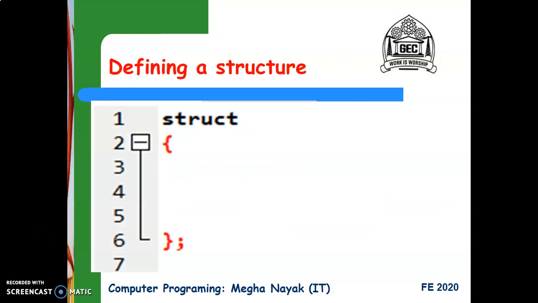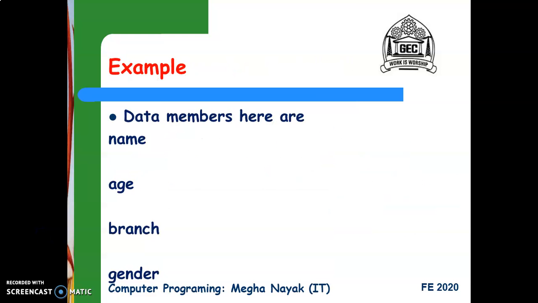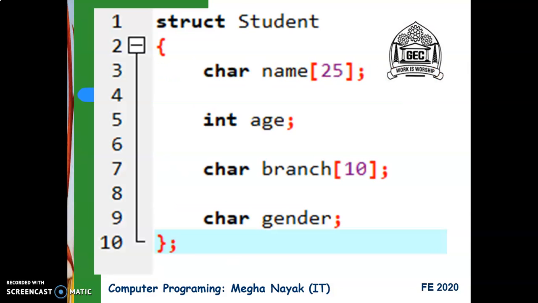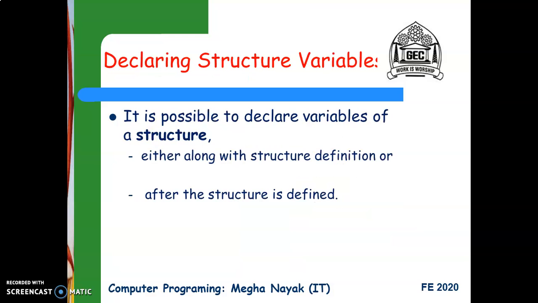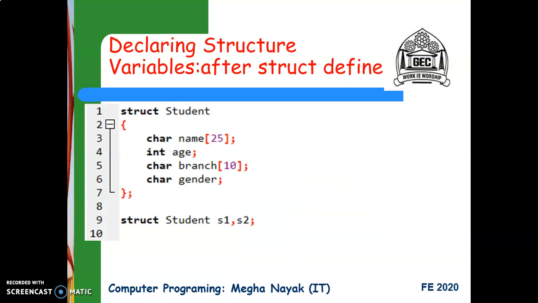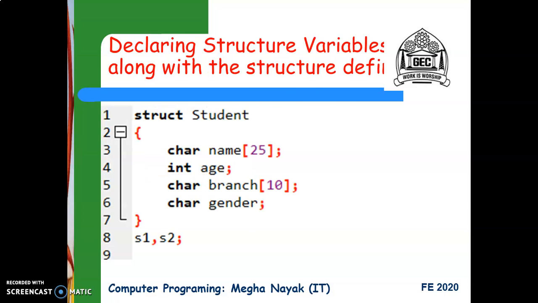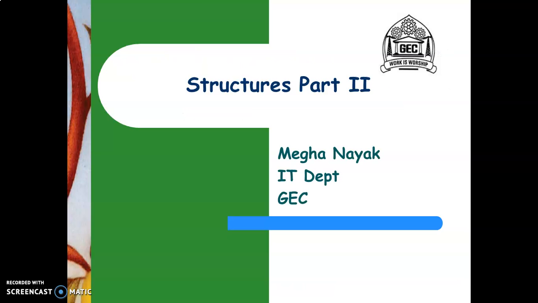So all this was just done in the previous video. This was a basic structure definition, what we understood by a structure tag, what are structure variables, and how you have a structure variable declaration done two ways. Now we'll move on to structures part 2.